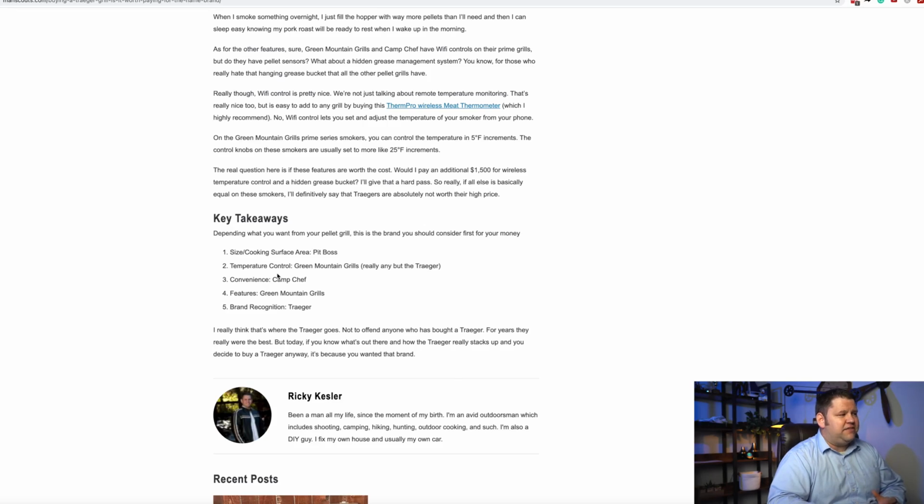Now, lastly, I do have a section at the bottom. This isn't necessarily part of the post recipe, but it made a lot of sense in this article, and it was to add some key takeaways. For each one of those subsections, I talked about whether or not Traeger was worth it. So here I just said, look, if what you're looking for is size or cooking area, go buy a Pit Boss. If what you're looking for is the best temperature control, go buy a Green Mountain Grills.